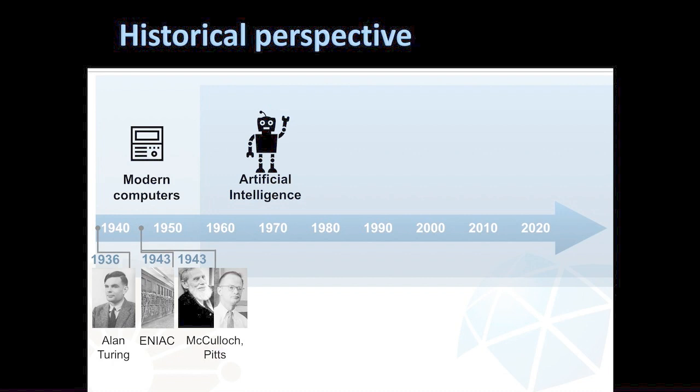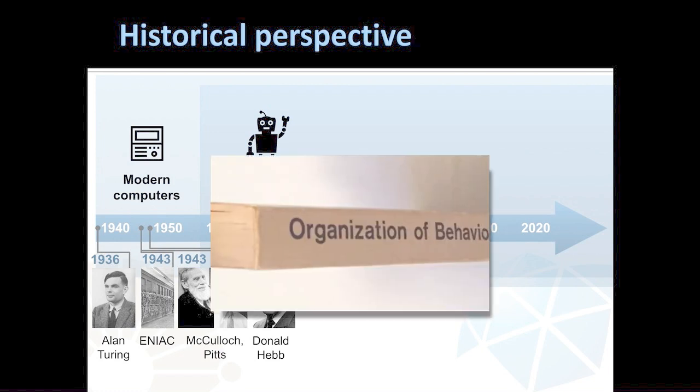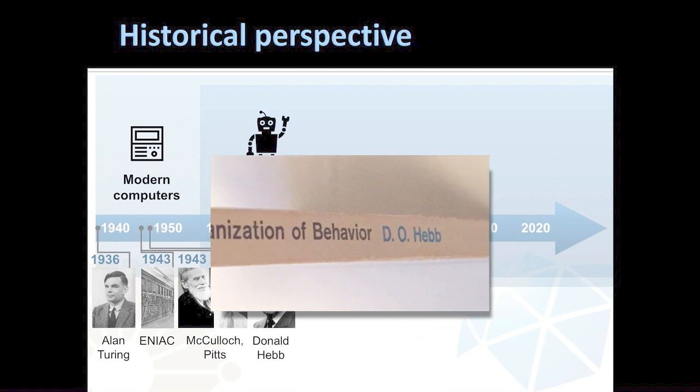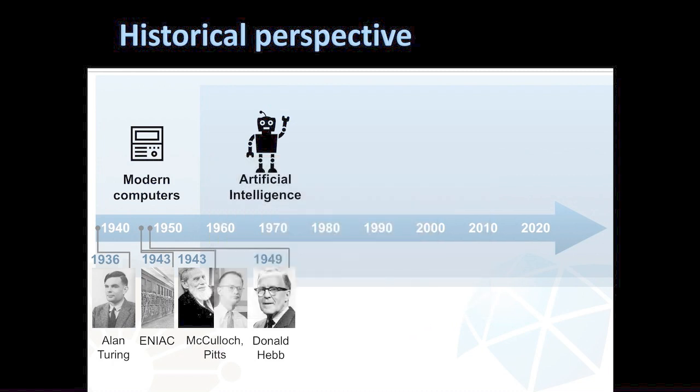In 1949, Donald Olding Hebb, a psychologist, studied the neural basis of learning. He published a book called The Organization of Behavior. He proposed that the learning in neurons could be expressed through a very simple rule. His learning law was called Hebbian learning.